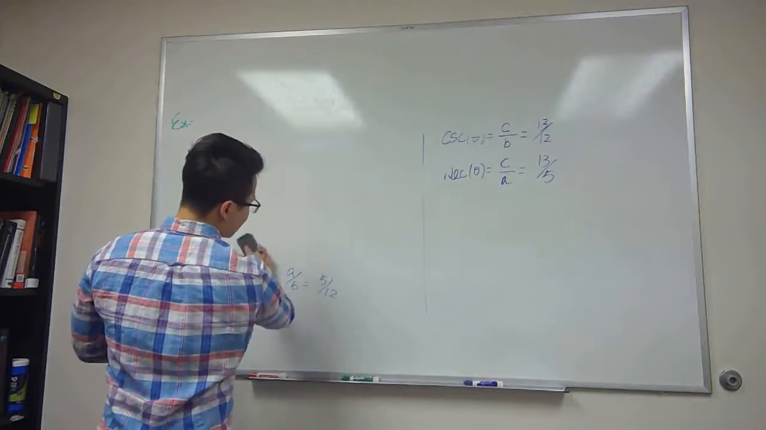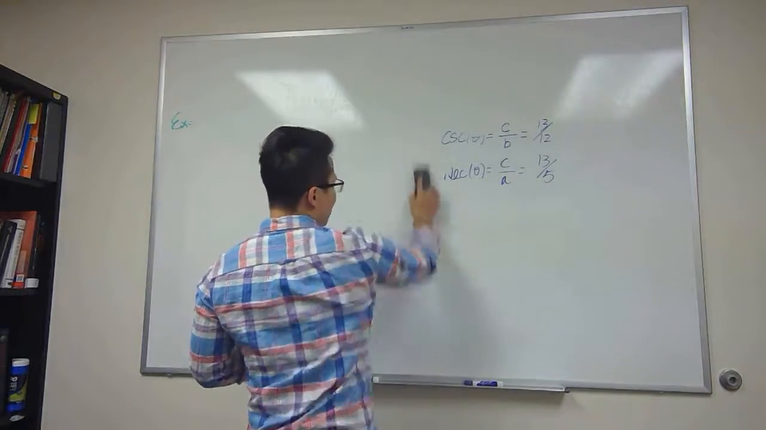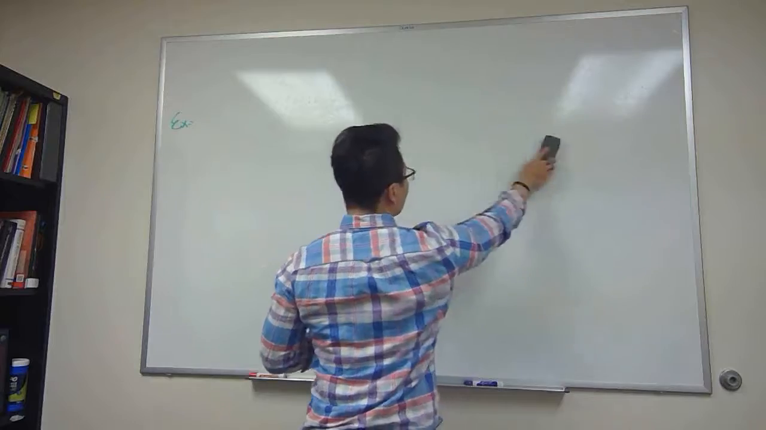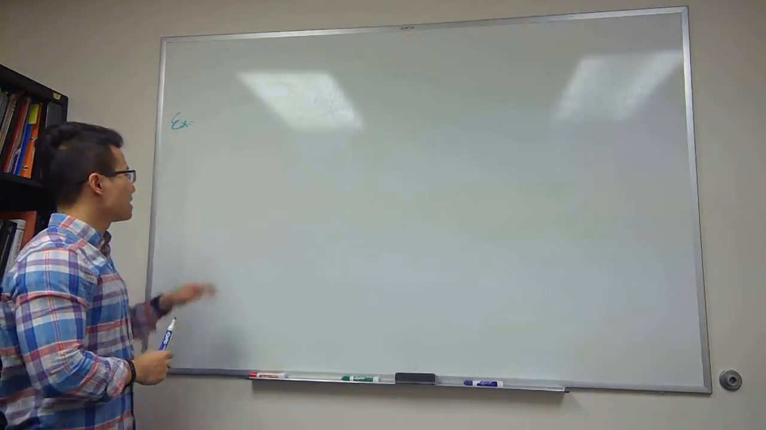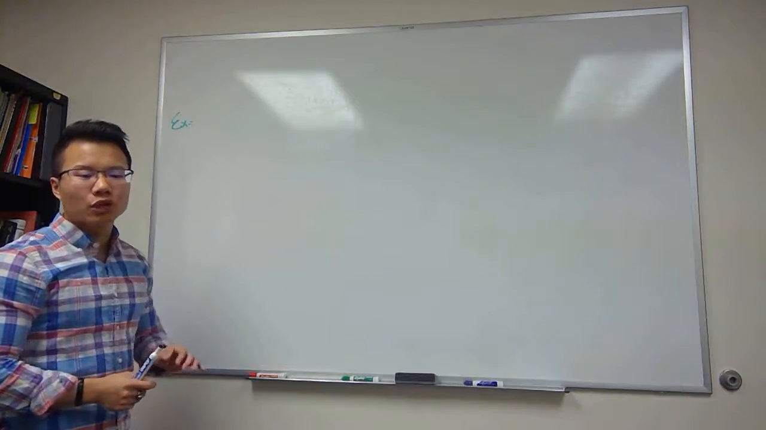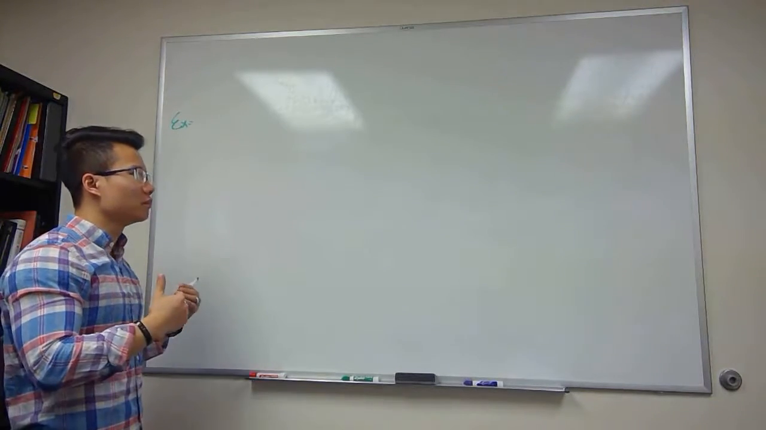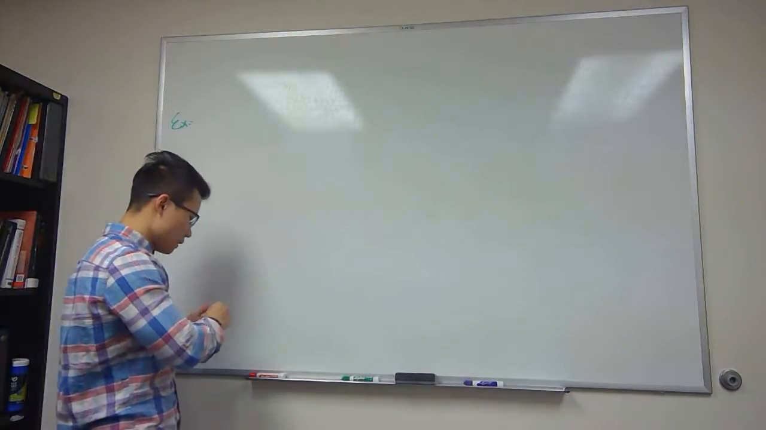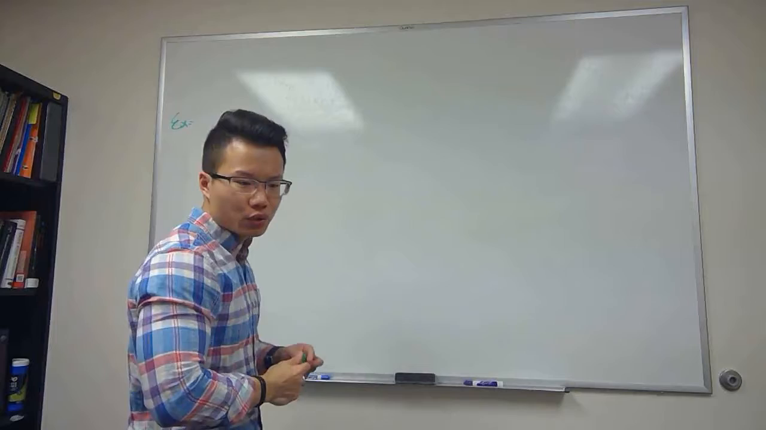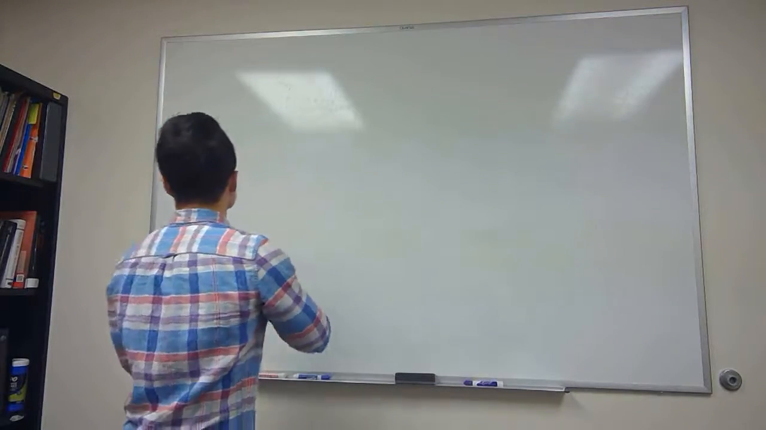I'm going to do things a little bit differently. I'm going to give you two of the trig functions in here. But instead of making a triangle, I'm going to ask you to do it by using the identities. Okay, so I'm going to give you two trig functions.